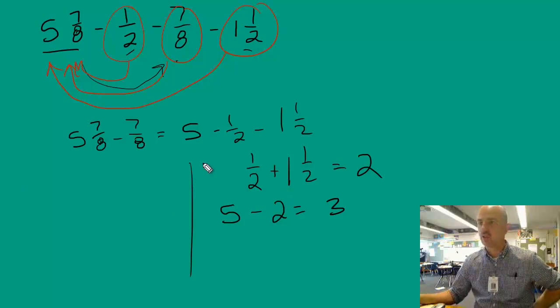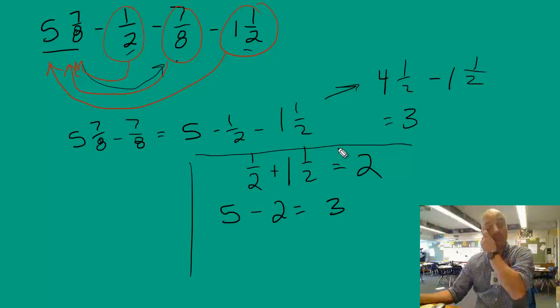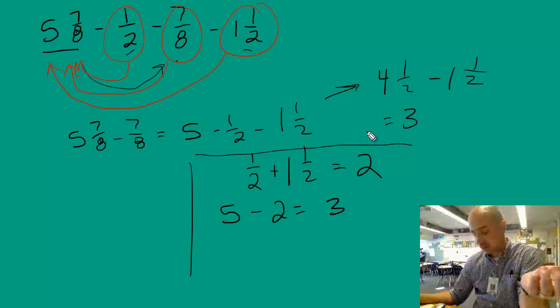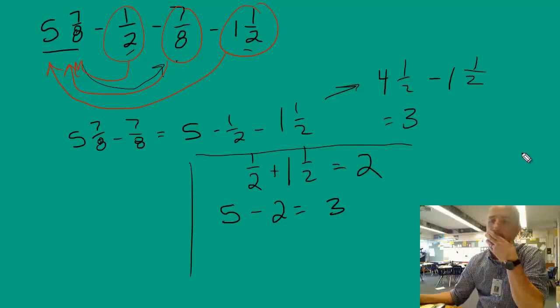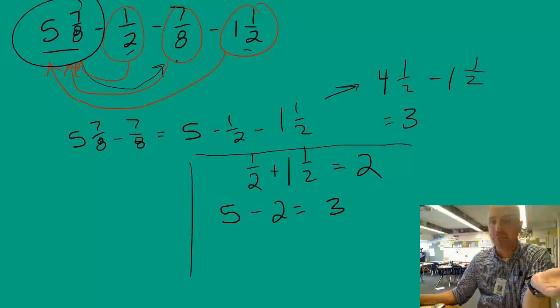I also could, if I wanted to, take my 5 and subtract a half, and if I did that, I would get 4½. And then if I subtracted 1½, well, 4 minus 1 would be 3, and a half minus a half would be nothing, and I would get another answer of 3. So, here's the thing about these problems: there's a bunch of different ways you can go about thinking about it. As long as you're keeping in mind that that's our whole, and we're subtracting these parts away from that whole, you're going to be fine.